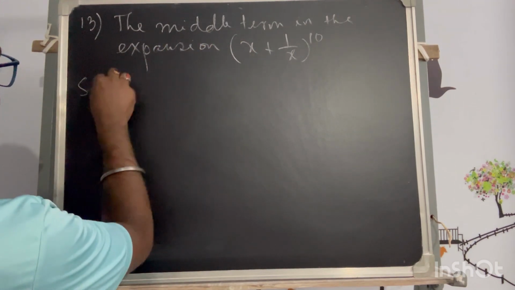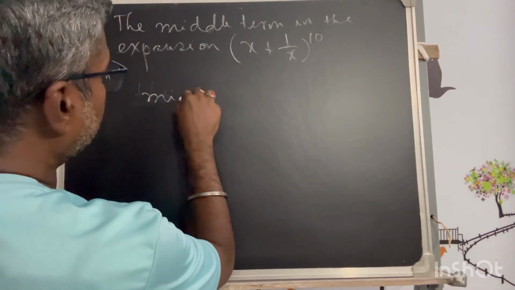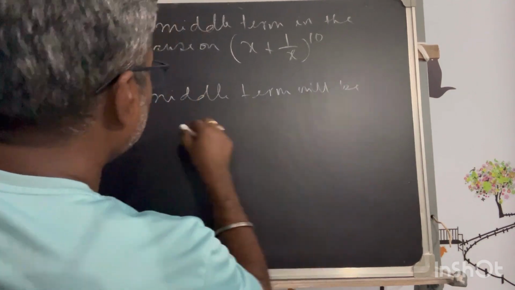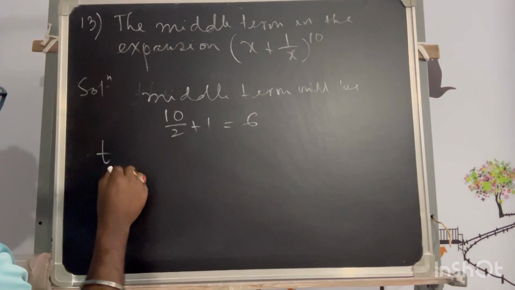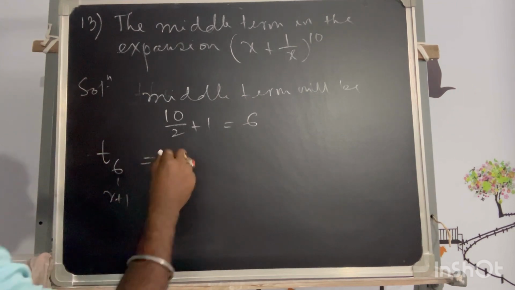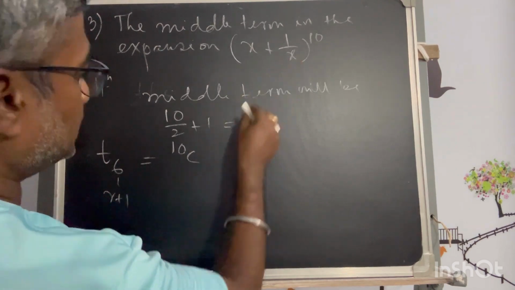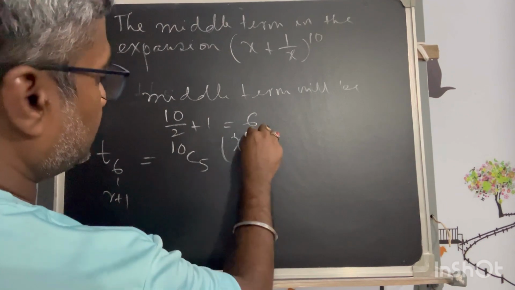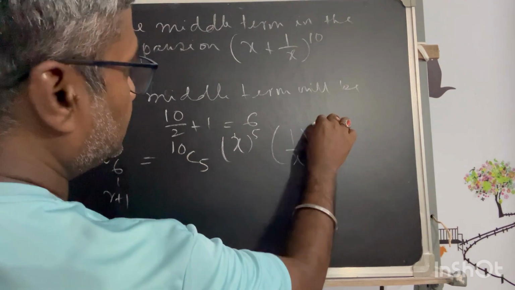So the middle term will be 10 by 2 plus 1, that is equal to the 6th term. So now we will consider T6. If we compare it with the (r plus 1)th term, what will come? nCr, where r is 5 here: 10C5 x to the power 10 minus 5, times 1 by x to the power 5. So this will be the case.